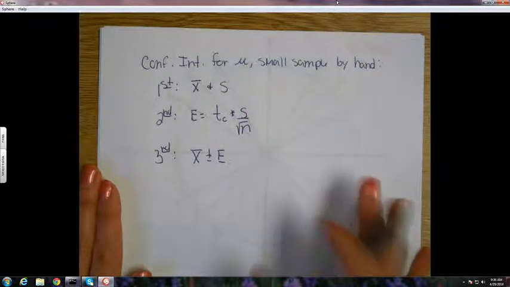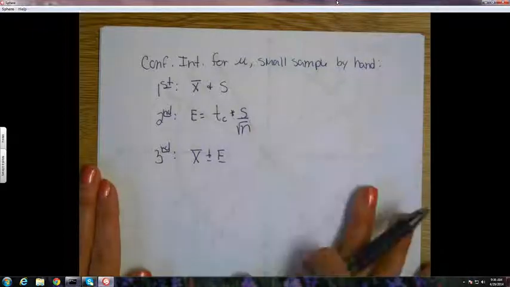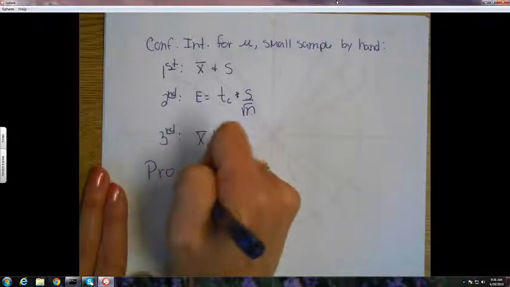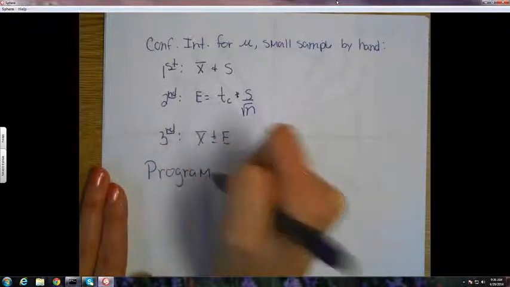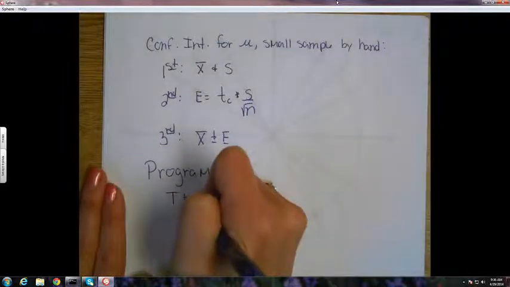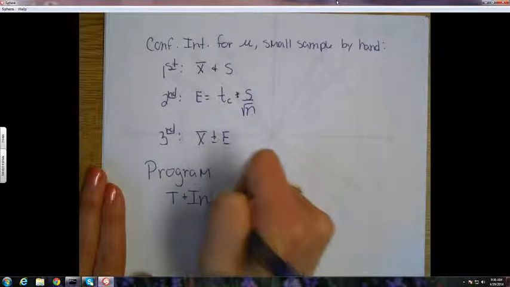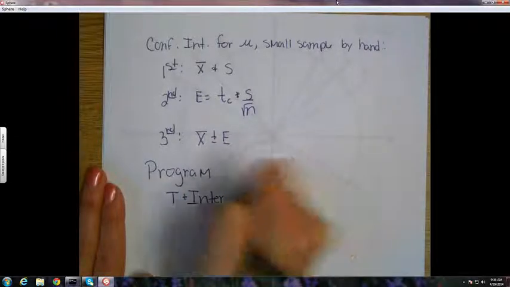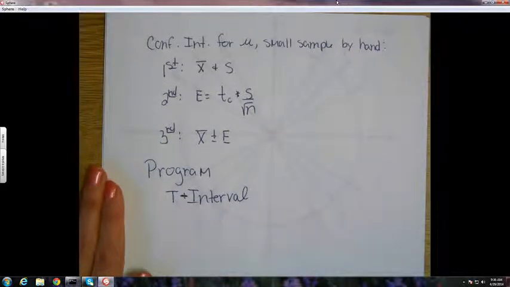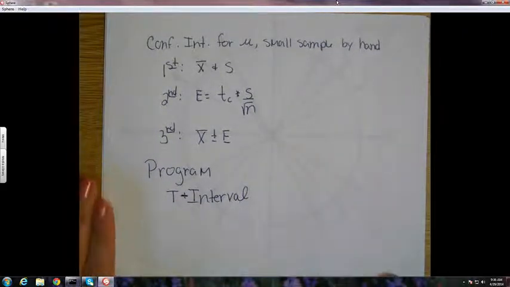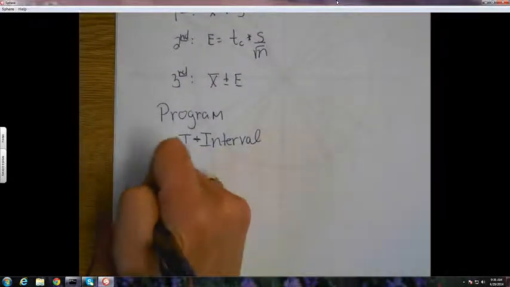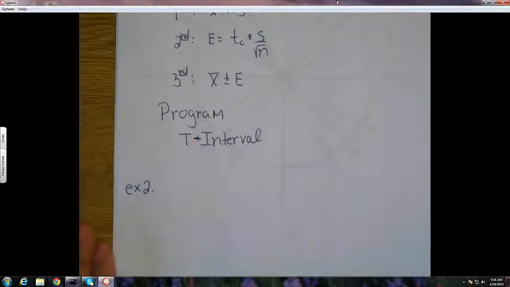Then it's looking up a T-score. Okay? What do you think the program is called? T-interval. The program is going to be T-interval, in the same place as the Z-interval was, probably one below it. So, let's try one.